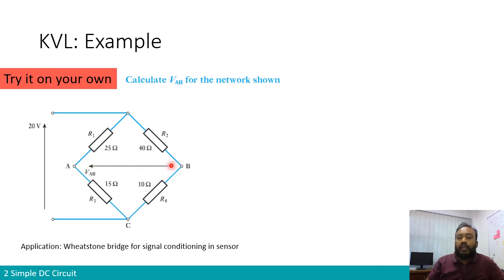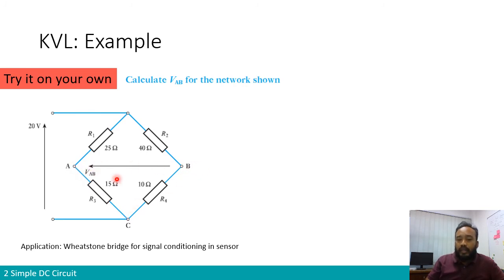So in between point A and point B, we can see that there are basically two resistances over here. If you want to go from point A to point B, we can go through this path, A to C and C to B. There are these two resistances R1 and R4. So if you want to find VAB, we can write a KVL inside this particular loop from A, C, B, A. So this is also one loop.